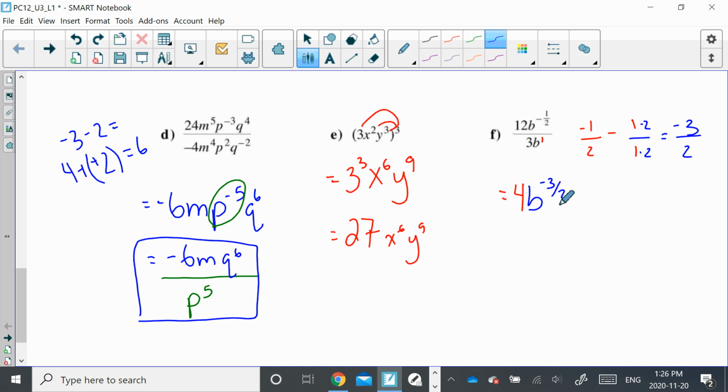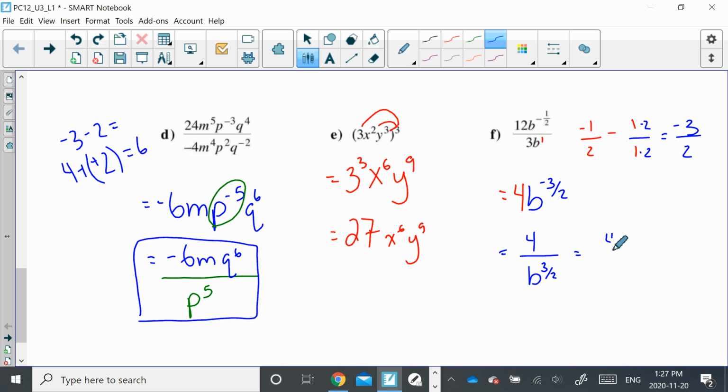That b to the negative 3 over 2, you have to get rid of. You cannot have a negative exponent. Actually, for this one, I want to point out 2 things. We can't have a negative exponent, and we cannot have a fractional exponent. So a couple things need to happen here. One, we need to get rid of the negative first, and then we will get rid of the fraction. So this will be equal to 4 over b to the 3 over 2.